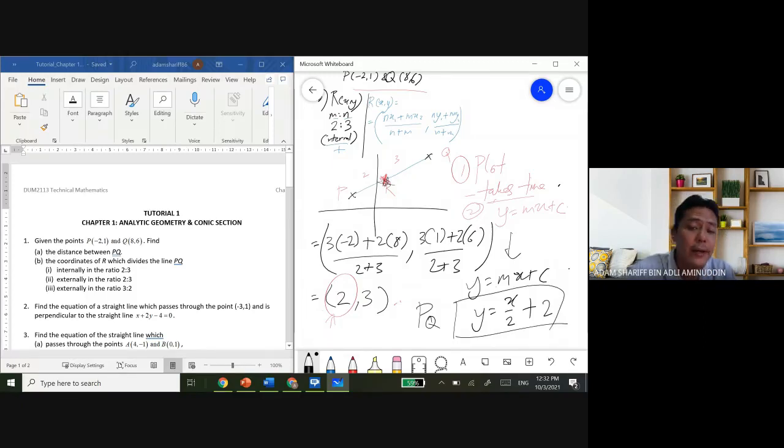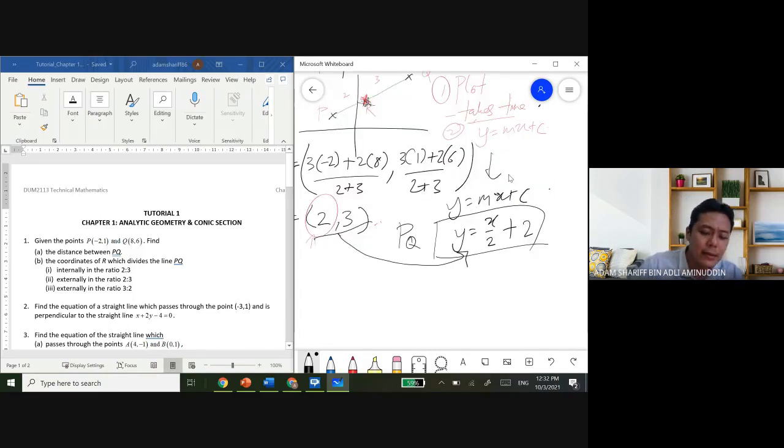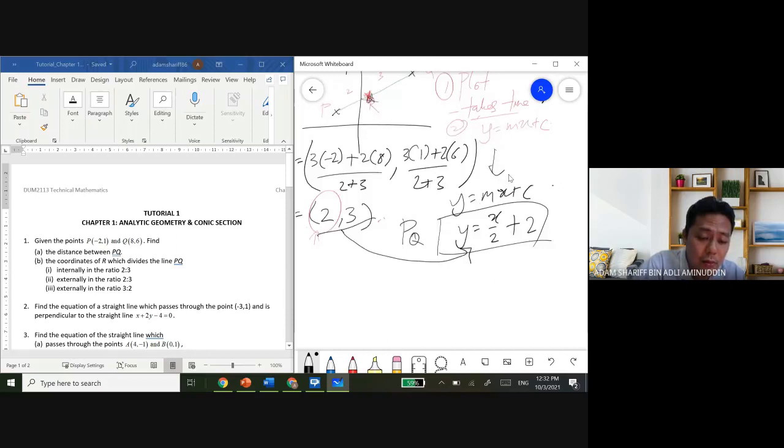And when I already get the value of R, 2, 3, saya check secara seimbas lalu, betul tak dia memenuhi persamaan ini. So I just take x equals to 2, y equals to 2 over 2 plus 2, and I get y equals to 3. So therefore this 2, 3 is indeed in the same equation of the straight line of PQ.